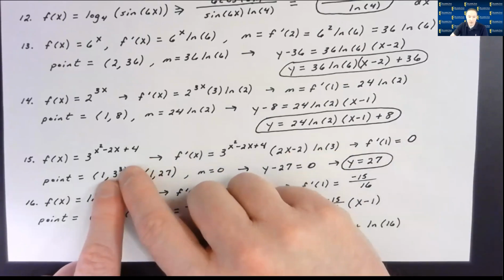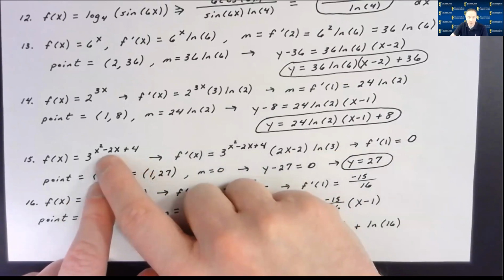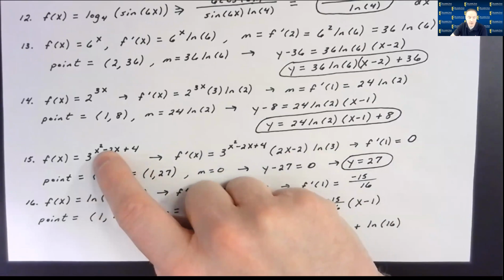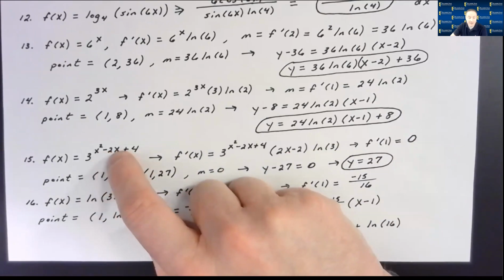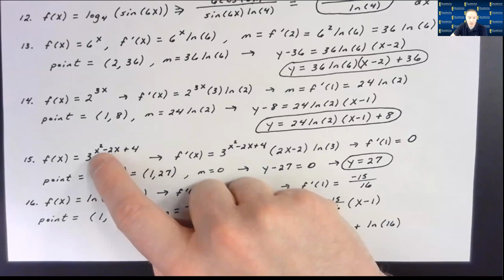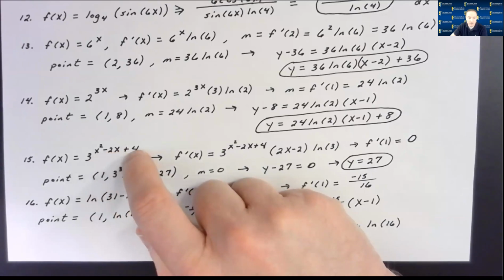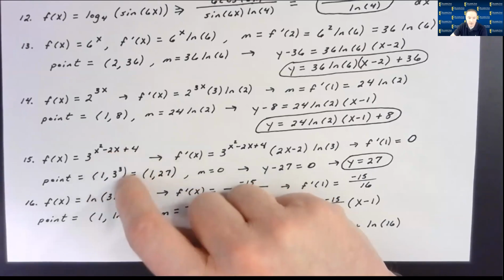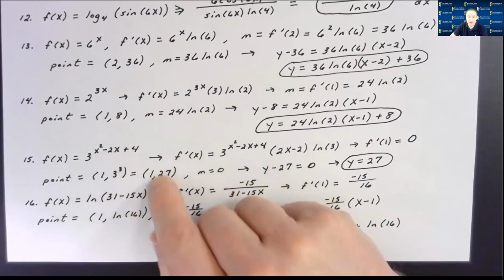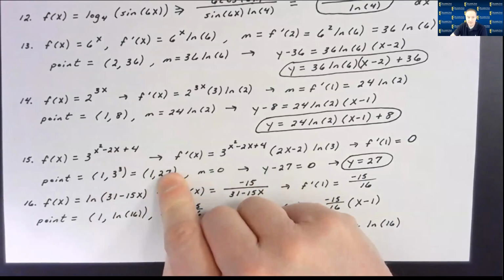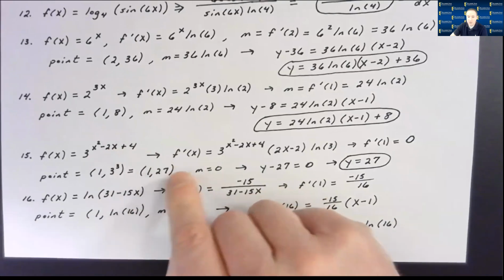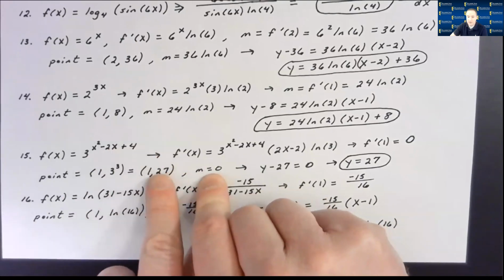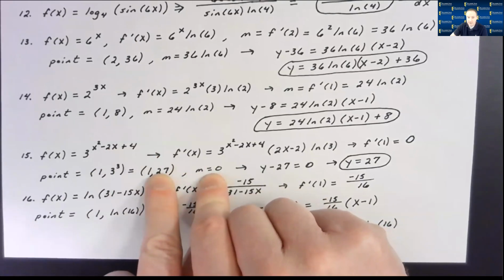The y value of your point, you're going to have to plug a 1 into this equation. And when you do, it's 1 squared minus 2 times 1. That's going to be 1 minus 2 is negative 1 plus 4 gives me the 3 for the exponent. So I said, well, that's 3 to the third power, which we know is 27. So now it's just the equation with a slope of 0 going through the ordered pair (1, 27).